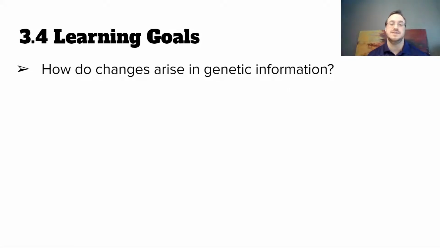Hello, everybody. This is the content video for Biology, Unit 3, Section 4. We just finished talking about how genetic information is stored and used to make proteins. Now we're going to talk a little bit about how those pieces of information get changed over time. Sometimes this eventually causes evolution, either on a micro or a macro scale.